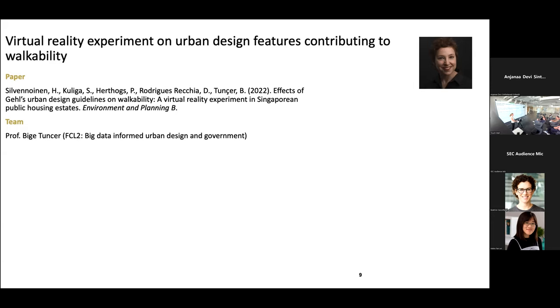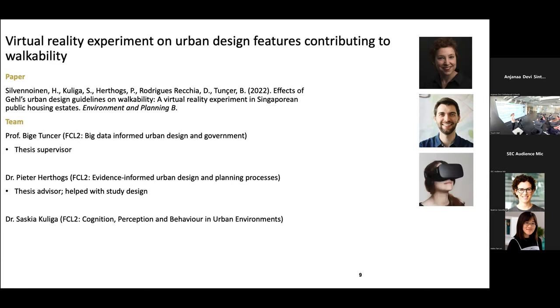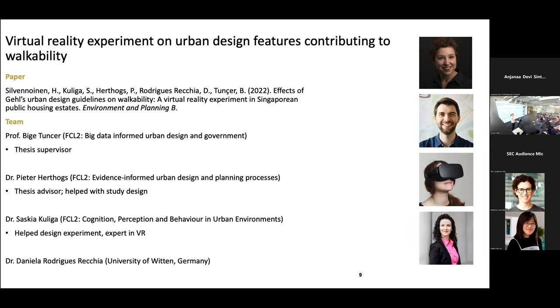So my supervisor was Professor Bige Tunzer from the FCL2 group, Big Data Informed Urban Design and Government. And then Peter, who's in the audience today, was my advisor and helped with the study design and writing and all the different things. And Dr. Saskia Kuliga, who was at that time working as a researcher for the cognition, perception, and behavior in urban environments team. She was an expert in virtual reality and she really helped a lot with the experiment design. And then Saskia's colleague at her next job, Daniela from Germany, she's an expert in statistics and she helped with the statistical analysis. So this was a multidisciplinary team. There was a collaboration between two different FCL teams.